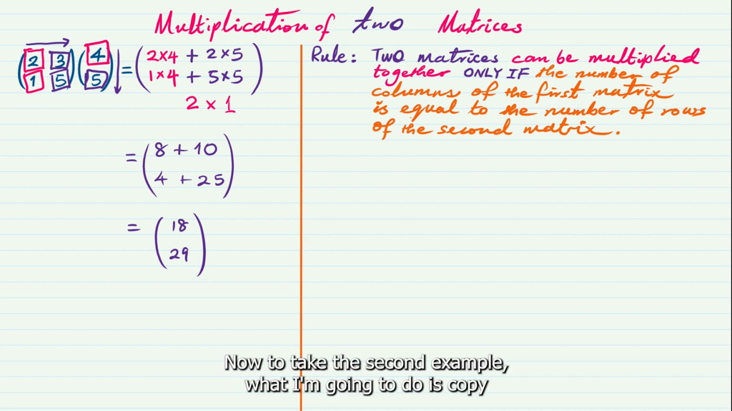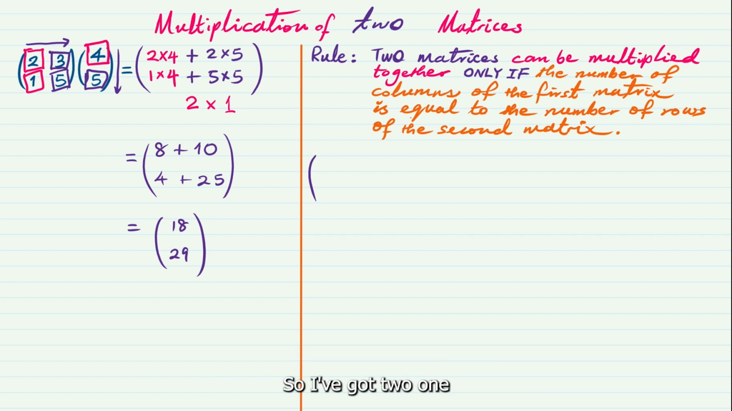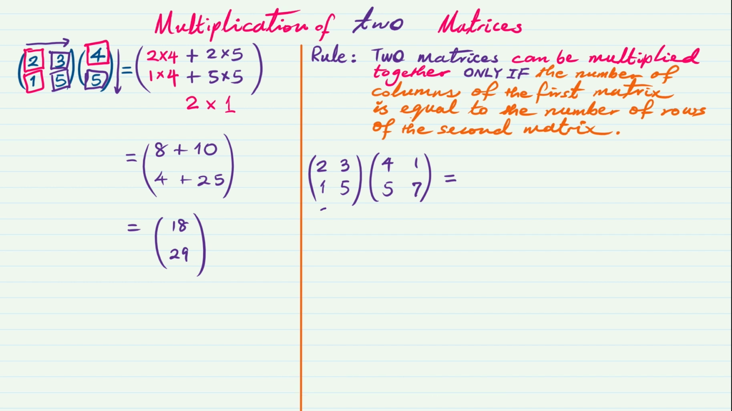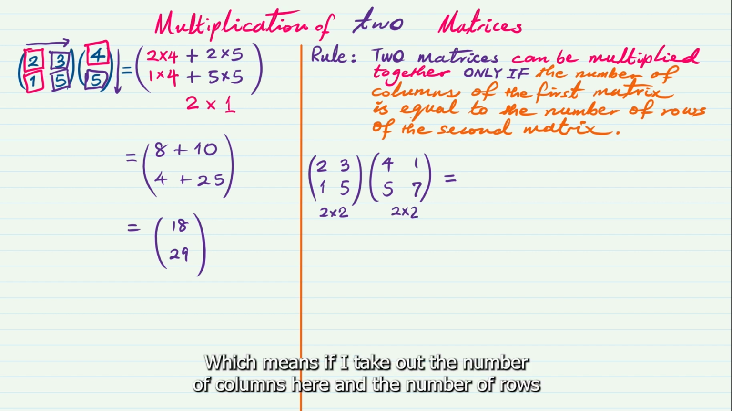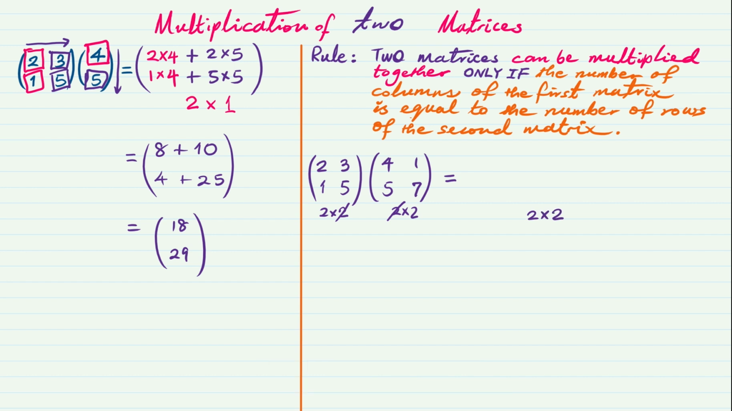Now to take the second example, what I'm going to do is copy the first example, but just make it a bit more interesting. So I've got 2, 1, and I've got 3, 5. I will be multiplying that by 4, 5, 1, 7. So first, let's discover the order of the resulting matrix. This is a 2 by 2. This is a 2 by 2 also, which means if I take out the number of columns here and the number of rows here, I have a 2 by 2 as my resulting matrix's order.